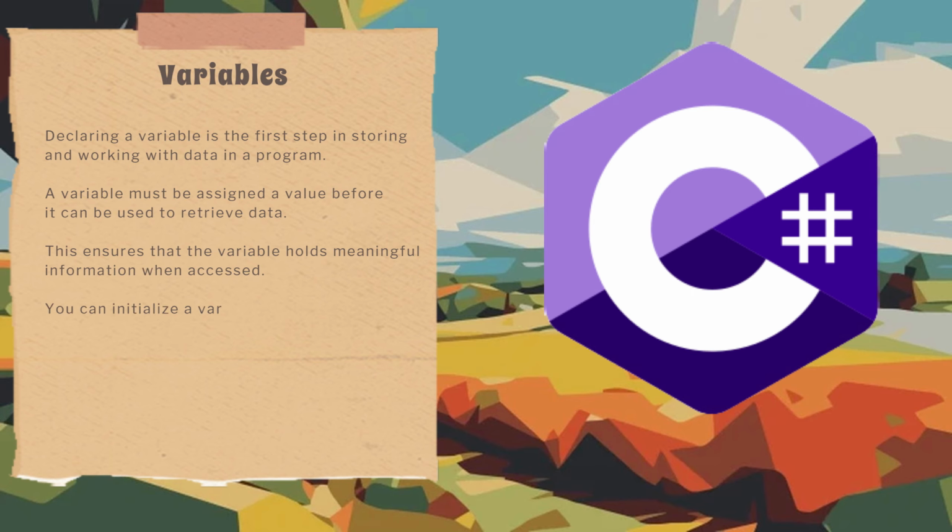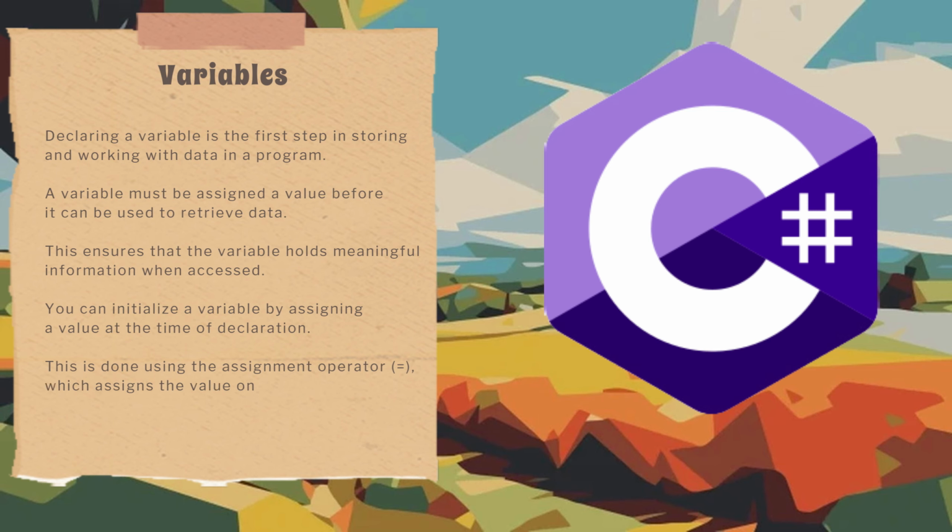You can initialize a variable by assigning a value at the time of declaration. This is done using the assignment operator, which assigns the value on the right side to the variable on the left side. Assignment always happens from right to left.